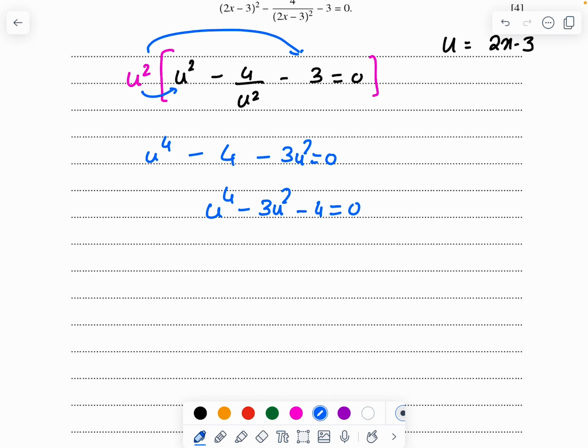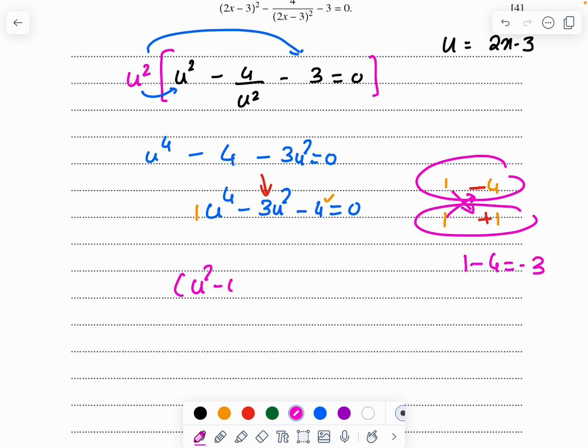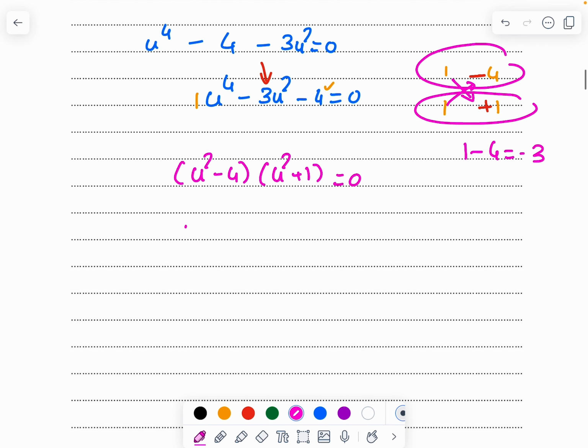Now we have to factor this one. So this is 1 times 1, and this is 4 factors. I'm going to use 4 and 1, but I want negative 3, so I want a negative 3 over here. So this will be negative 4 and positive 1, because when I do the cross multiplication, I get 1 minus 4, which is negative 3. So the factors will be u square minus 4 times u square plus 1 equals 0. So u square minus 4 equals 0, u square plus 1 equals 0. So u square equals 4, u square equals negative 1.